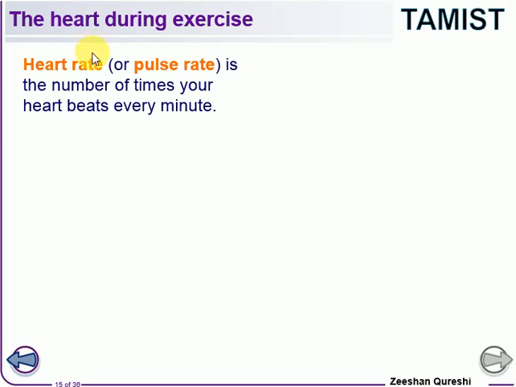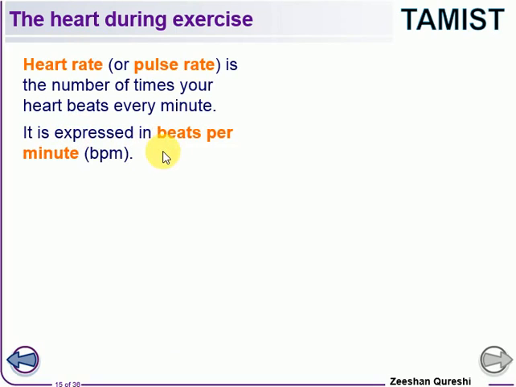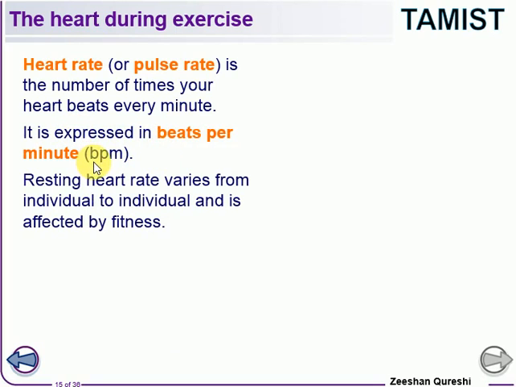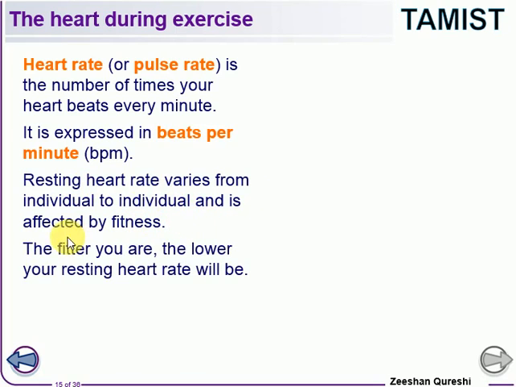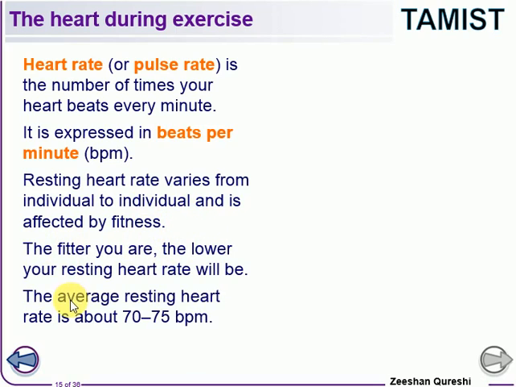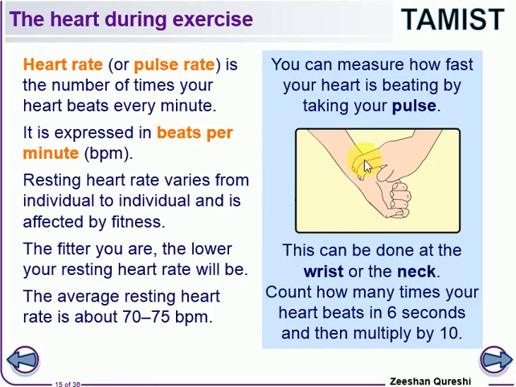What is the heart rate? Heart rate, also known as the pulse rate, is the number of times your heart beats every minute. The heart rate is expressed in beats per minute, also called BPM. The resting heart rate varies from individual to individual and is affected by fitness. The fitter you are, the lower your resting heart rate will be. The average resting heart rate is about 70 to 75 beats per minute.